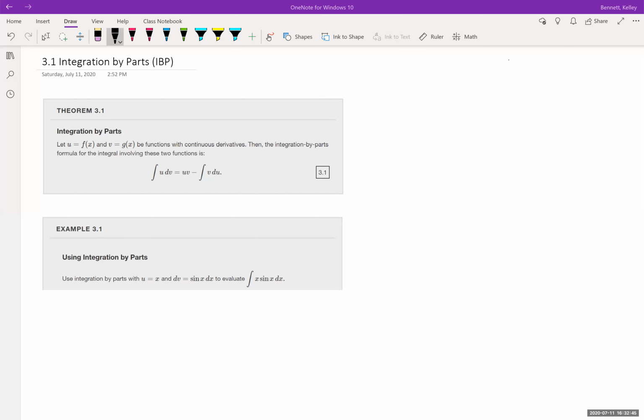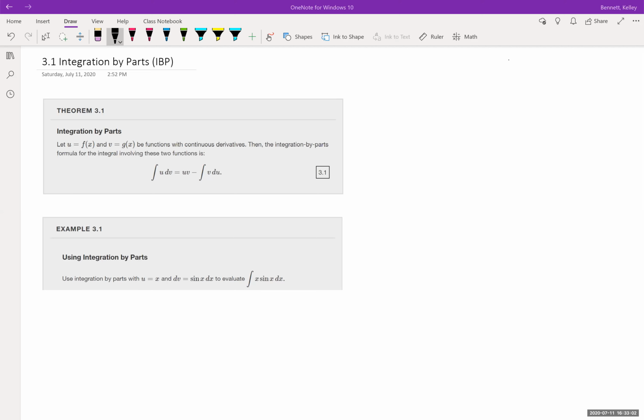Hey everyone, welcome to the lecture for section 3.1. It's integration by parts today. So integration by parts is really just the reverse, or the undoing, of the product rule.